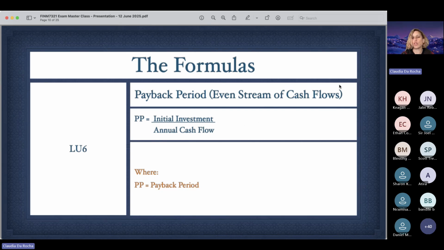So with payback period, you have 2 types. You can have an even stream of cash flow or uneven. For an even stream of cash flow, the formula is payback period is your initial investment over your annual cash flow. So it's quite a simplified formula. And this one is quite the simpler of the 2 methods. The mixed stream of cash flow is more complicated.